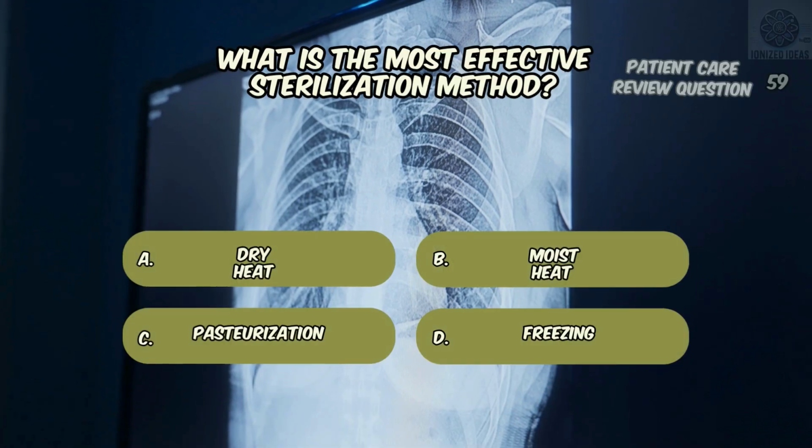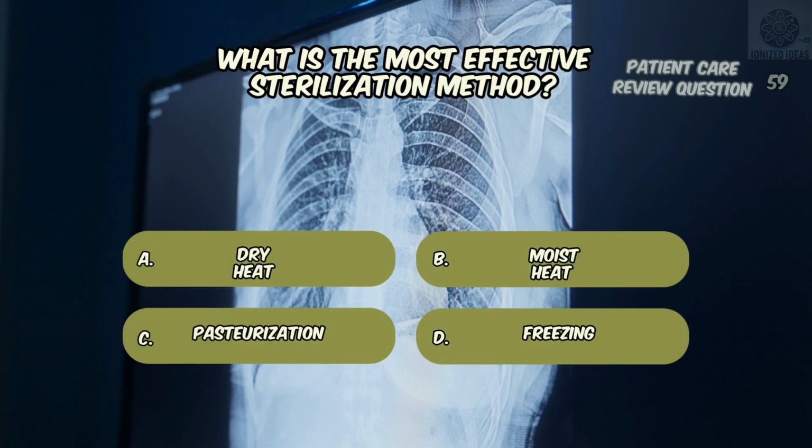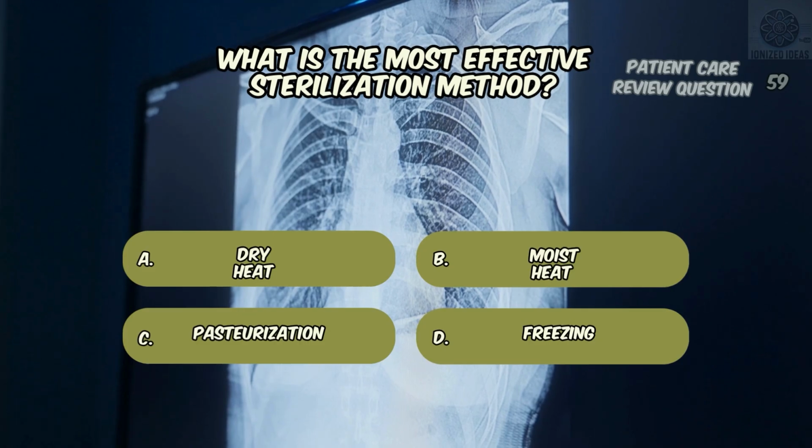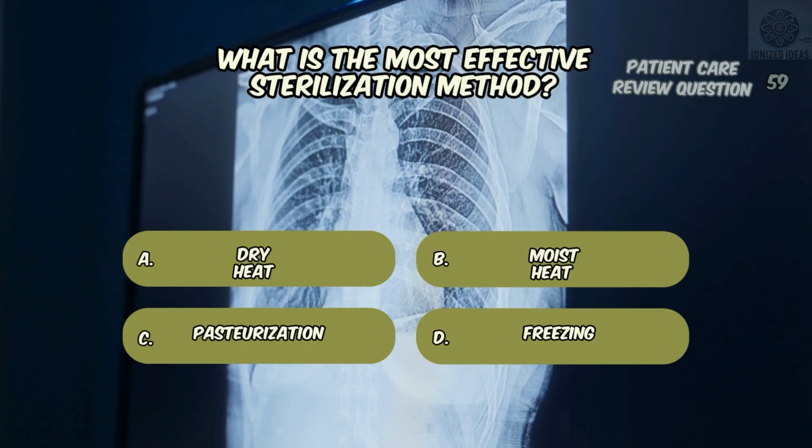What is the most effective sterilization method? A. Dry heat, B. Moist heat, C. Pasteurization, D. Freezing.